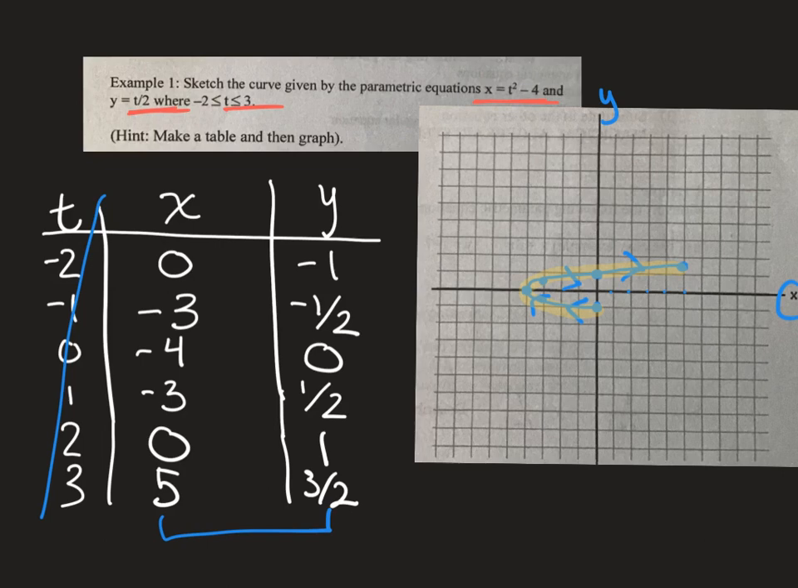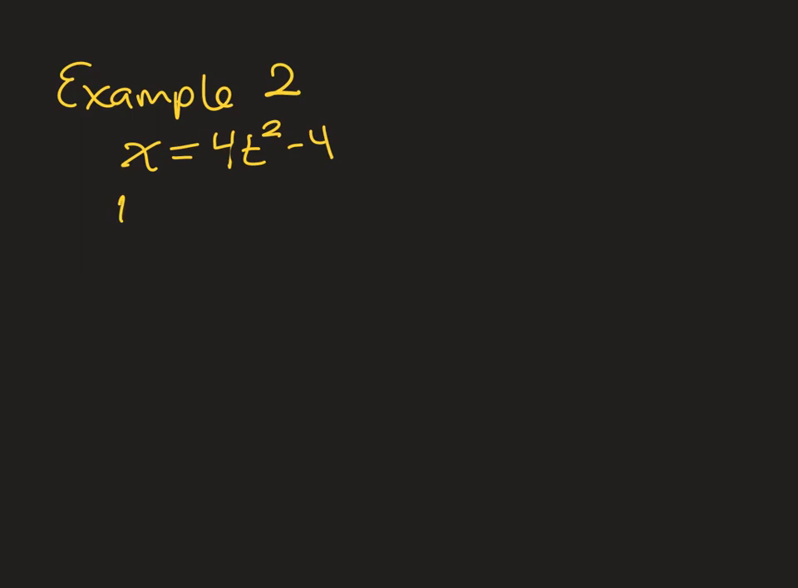So now I'm going to let you try example 2, but I'm going to get you started. Example 2 is very similar. It says that x equals 4... Oh, no, sorry. I totally wrote that wrong and read it wrong. Let's try that one more time. X equals 4t squared minus 4. Y equals t. And then it says that this time my t is between -1, less than or equal to t, less than or equal to 1.5.